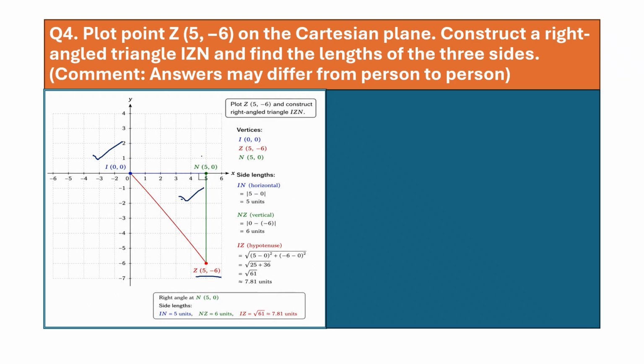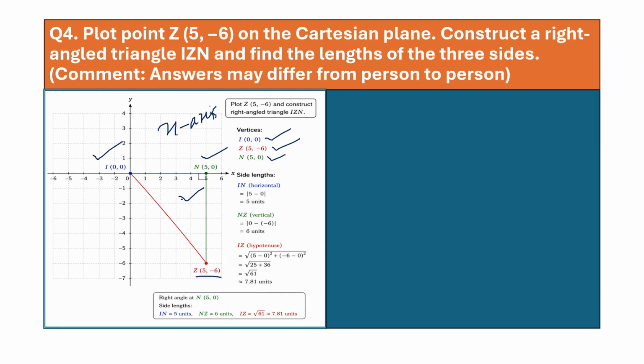So you get (5, 0). Now why (5, 0)? Because 5 is x and 0 is y. Because it is lying on which axis? The x-axis. As we have done in the first question, when it is on the x-axis, y will be 0. So what are the vertices we got here? That is I (0, 0), Z we got as (5, minus 6) and N is (5, 0).